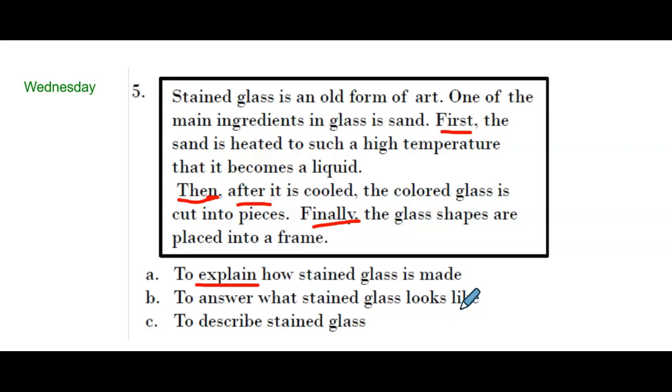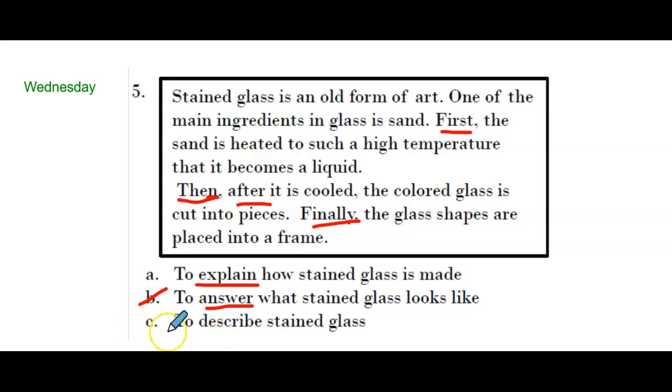Can you find the key word in this answer choice? That's right, to answer. Remember, to answer means to answer a question. Let's look at the beginning of this passage. Is the author asking a question and then answering that question? Do you see any question marks? No. So B should be slashed.